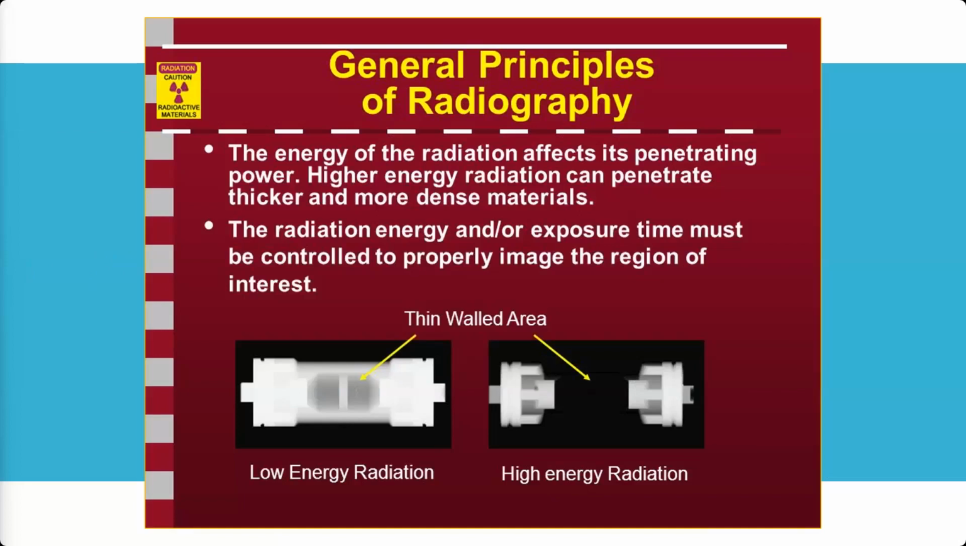So here's an example, one part that's been X-rayed two different ways. Okay, or it's had radiography. I assume it's X-ray. It could have been gamma ray, I guess. But the energy affects this part. So here you have a low energy.